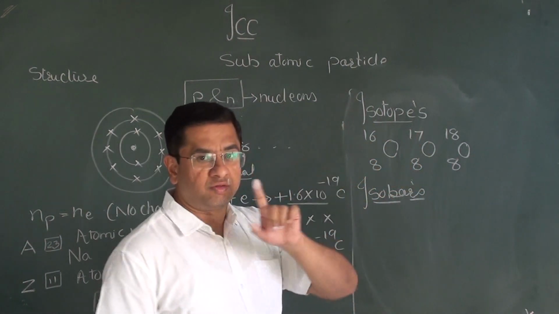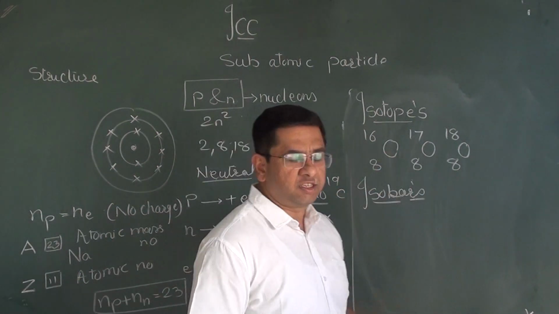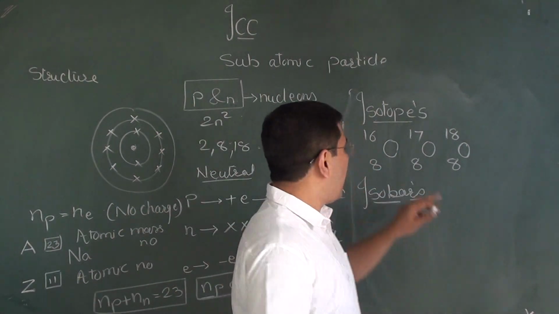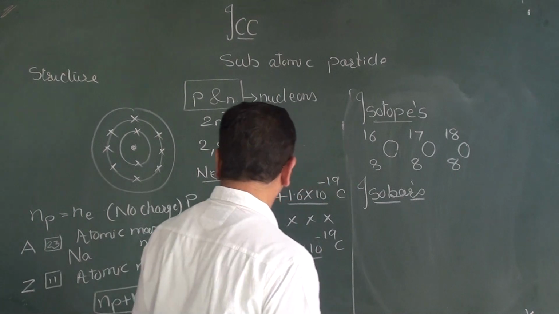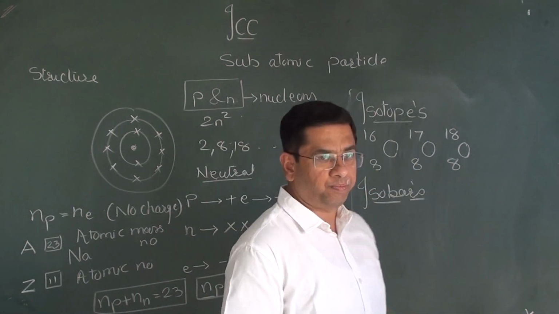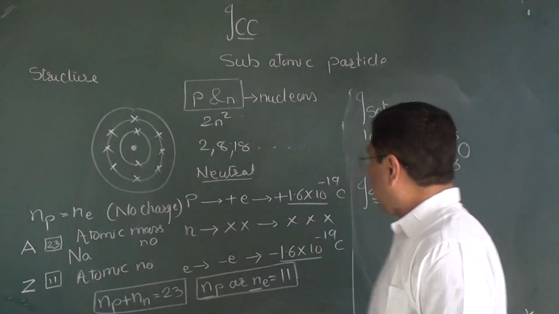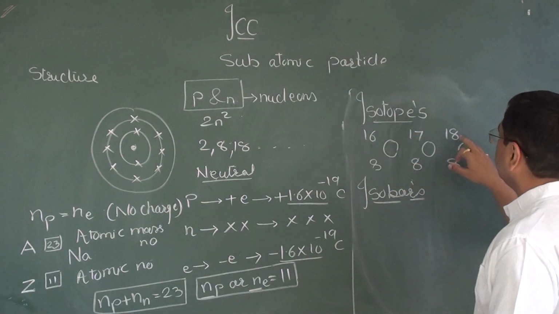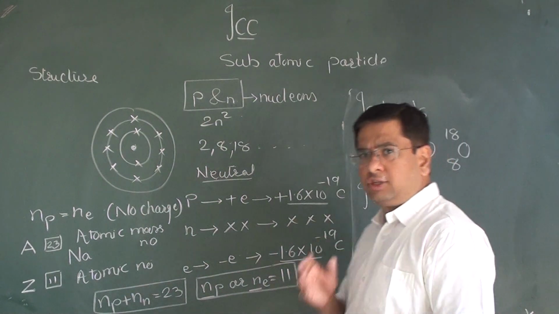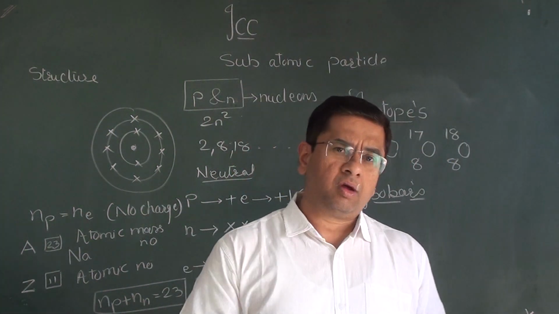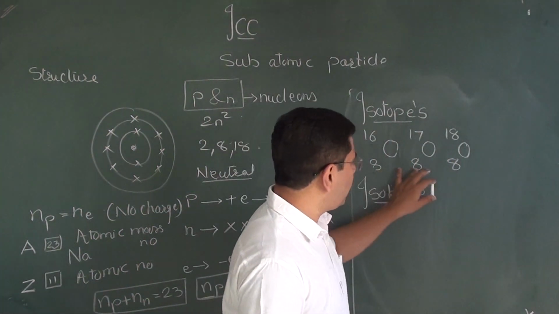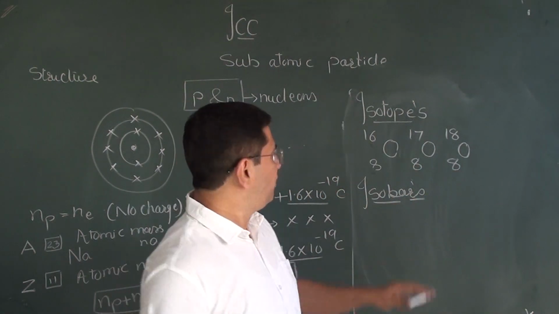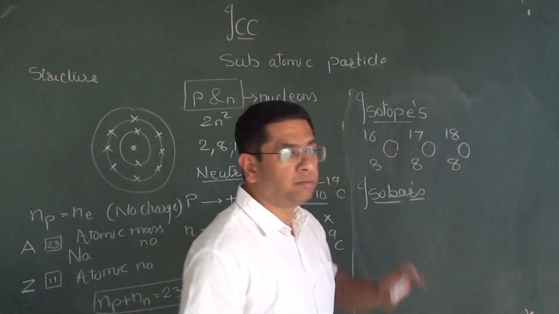So isotope will be of the same element. Isotope of the same element will have the same atomic number. They will have the same atomic number, 8, 8 and 8. Of course we know that. And different atomic mass numbers 16, 17 and 18. Isotope of an element will have the same atomic number but will have different atomic mass numbers.